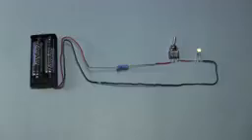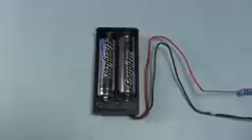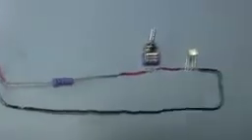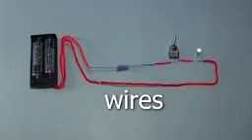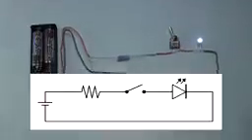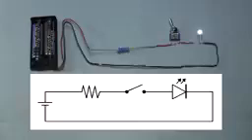Let's start with a very simple circuit. There are some batteries, a resistor, an on-off switch, and an LED. And of course there are also the wires connecting it all together. We flip the switch to the on position and the LED lights up. Here's the schematic for it. You can see that different symbols represent different parts on the circuit.